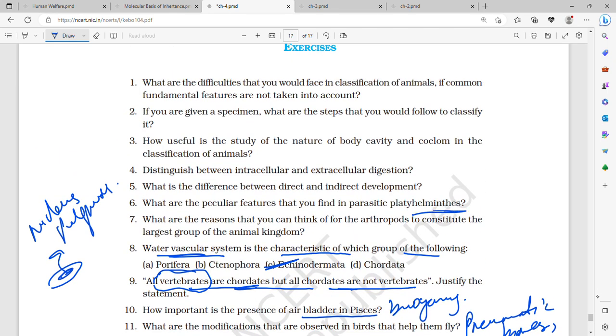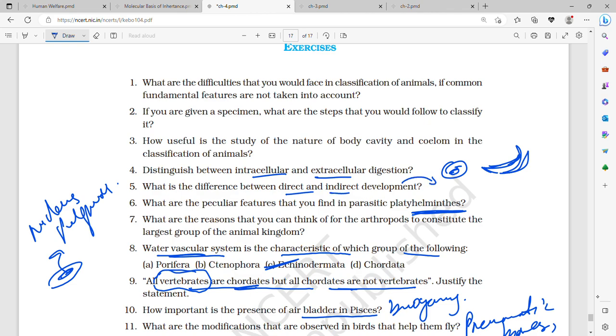Parasitic platyhelminthes have hooks and suckers. A tapeworm or Taenia can directly absorb nutrients through its surface. Intracellular digestion is inside the cell; extracellular digestion is outside the cell, such as in our stomach. Digestion happens in a cavity, not inside the cells. So, extracellular digestion. Direct and indirect development.